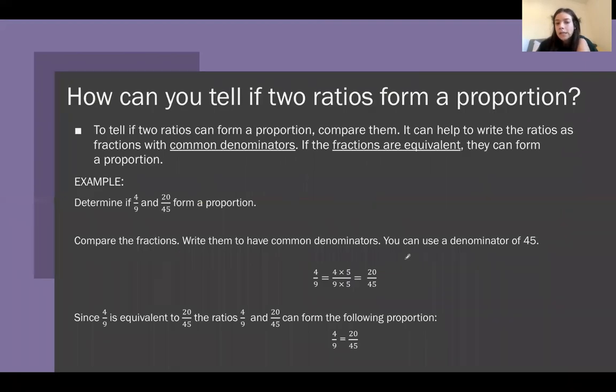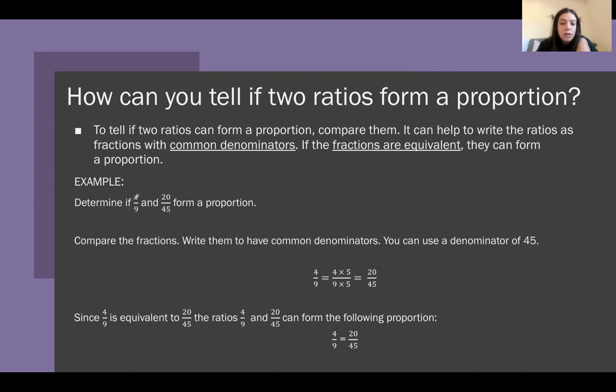So how can we tell if two ratios do form a proportion? To tell if two ratios can form a proportion, we compare them. It can help to write the ratios as fractions with common denominators. If fractions are equivalent, they can form a proportion.